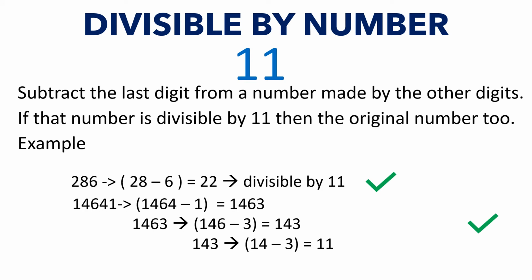Also remember, for a large number we can repeat the process to get the answer in 2 digits. Example 14,641. 1,464 minus 1, that is 1,463. Then 146 minus 3 is 143. Then 14 minus 3, that is 11, and it is now divisible by 11, so the number 14,641 is divisible by 11.